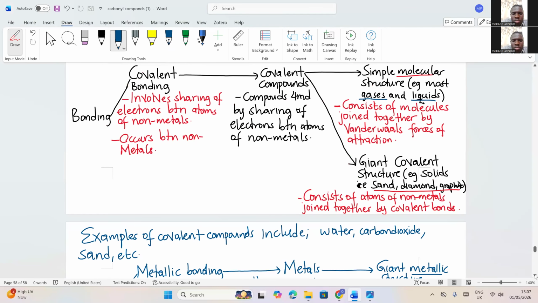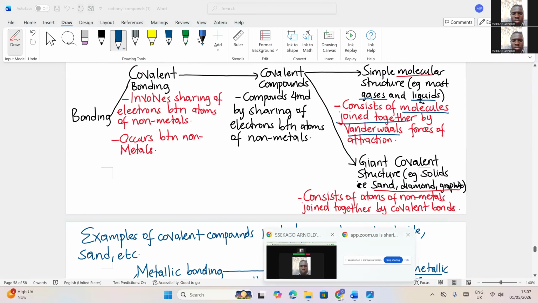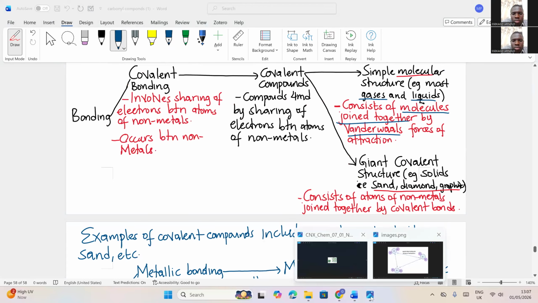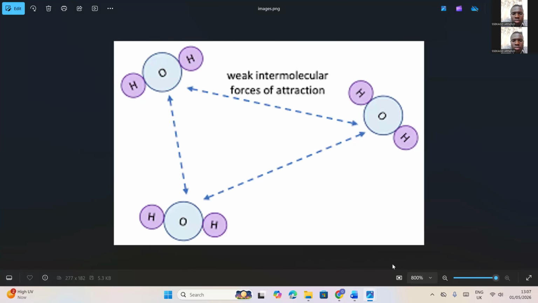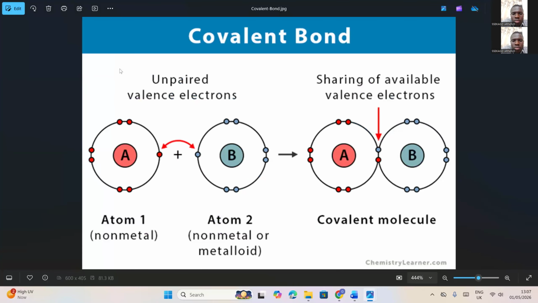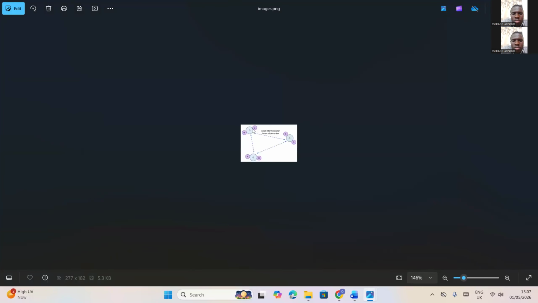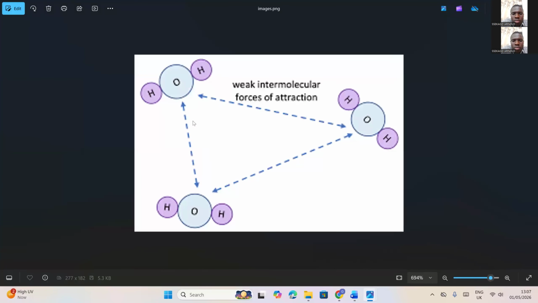Recall that the simple molecular structure consists of molecules joined together by van der Waals forces of attraction. So these are the molecules. I am taking an example of a covalent compound, water. This is how water looks like.